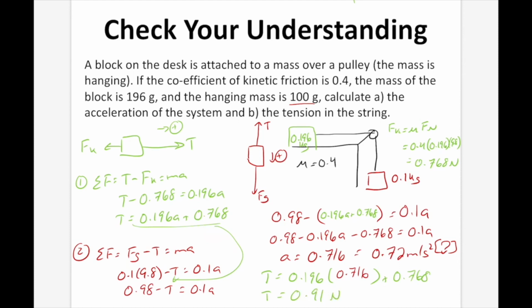Technically, this question should have one significant digit because we have 0.4 and we have 100. So our final T value should equal 0.9 newtons, and our final A value should equal 0.7 meters per second squared clockwise.